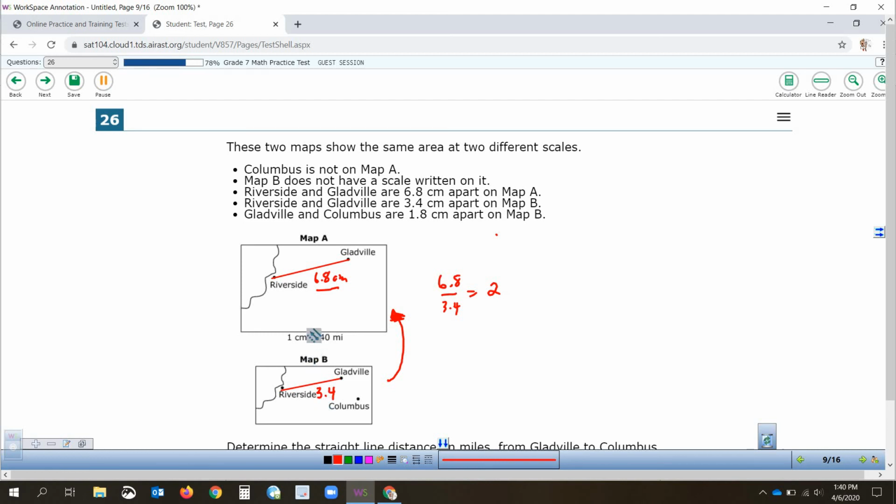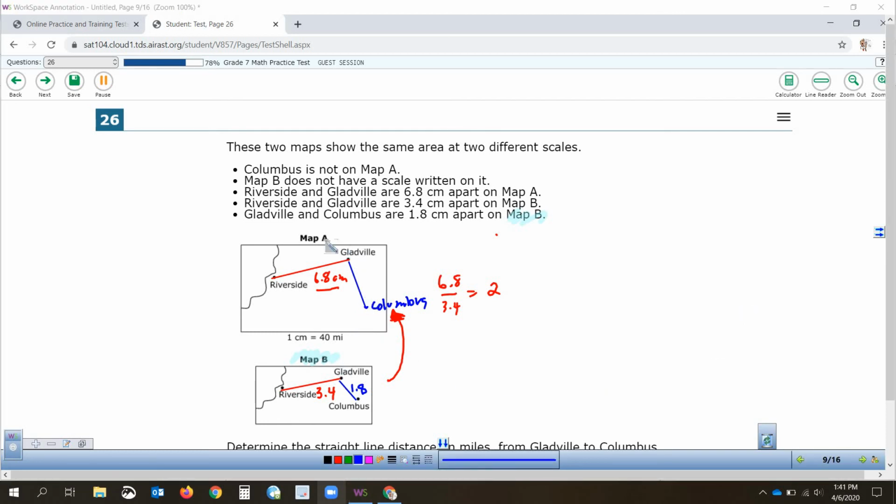All right, so what else did they tell us? They told us on map B, all right, so map B right here, that Gladville and Columbus are 1.8 apart. So that distance right there is 1.8. So again, Columbus is not on this map. So I'm just going to do a quick sketch here. Again, this is not necessarily exactly where it would be. I know it's not exactly where it would be. But the question is, what would that distance be on this map?